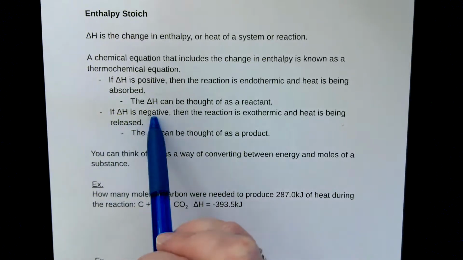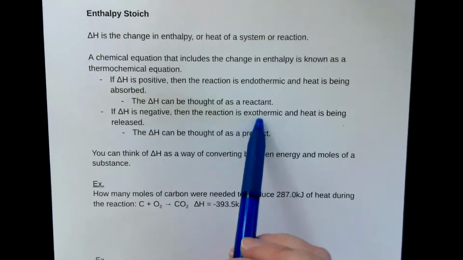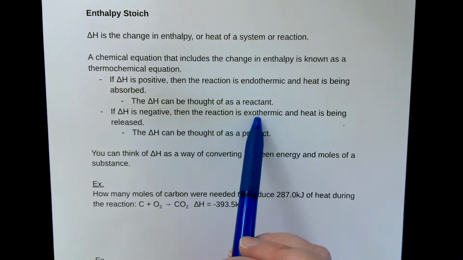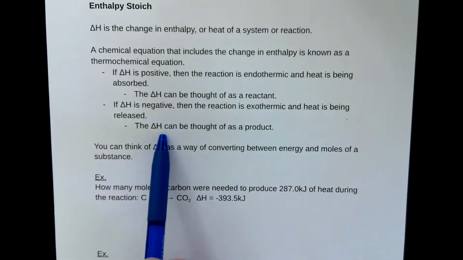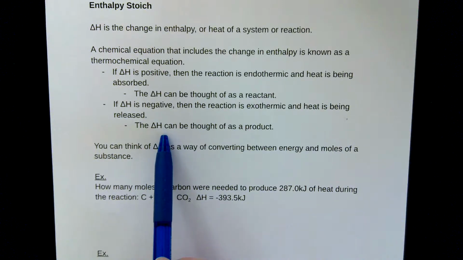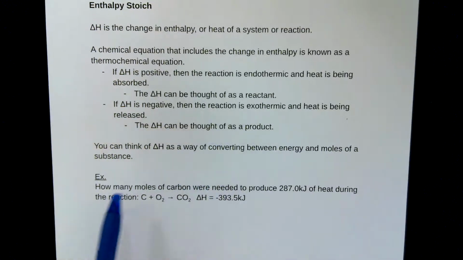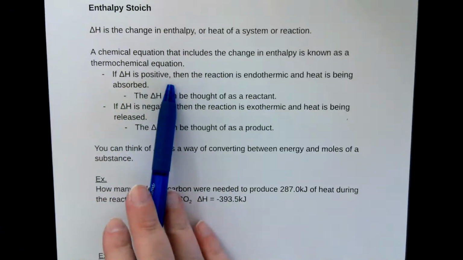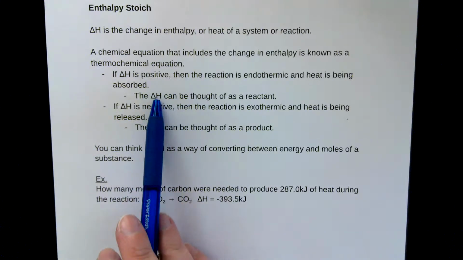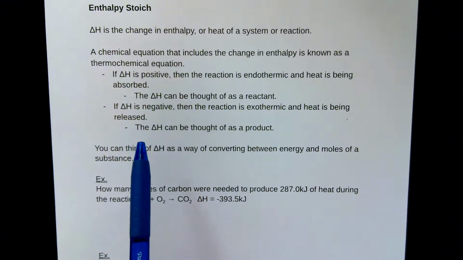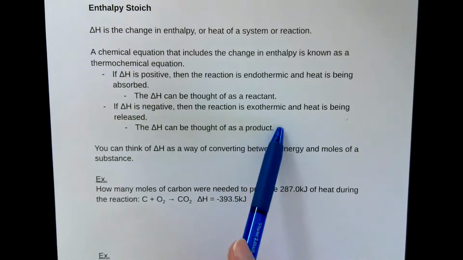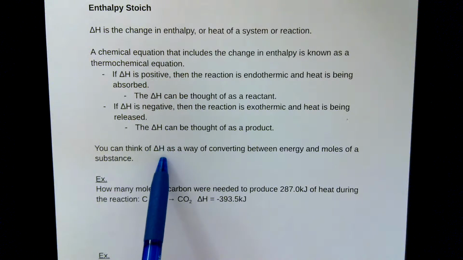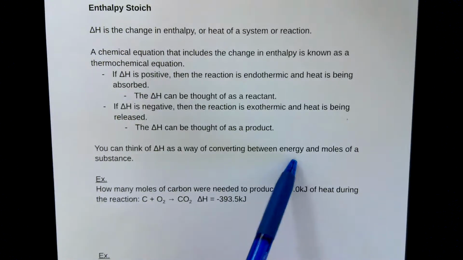On the other hand, if delta H is negative, then that means that our reaction is exothermic, meaning that heat is being released or heat is exiting. And we can think of delta H in that case as being a product or something that is produced. Now, because a thermochemical equation gives us a specific amount of energy as delta H and also molar amounts of substances, we can think of delta H as a way of converting between energy and moles of a substance within a reaction.